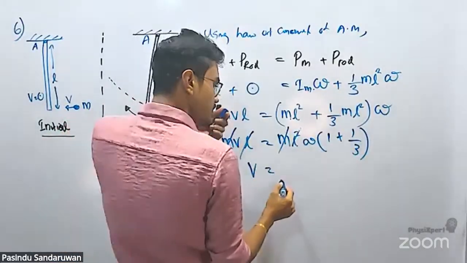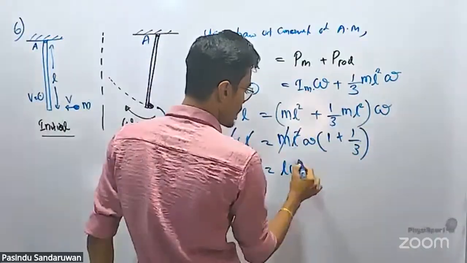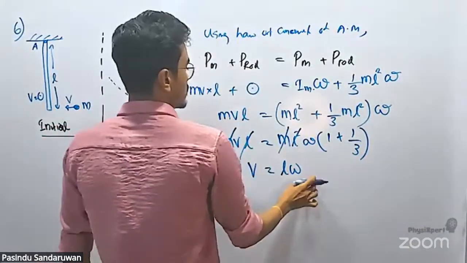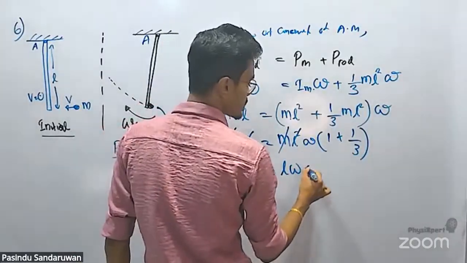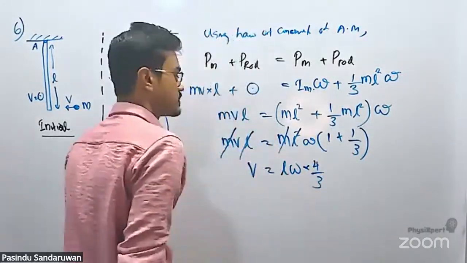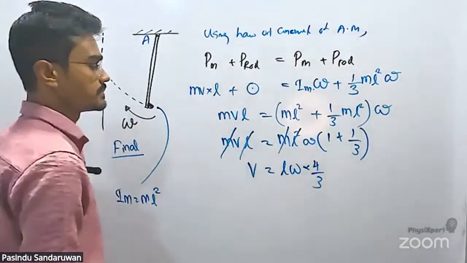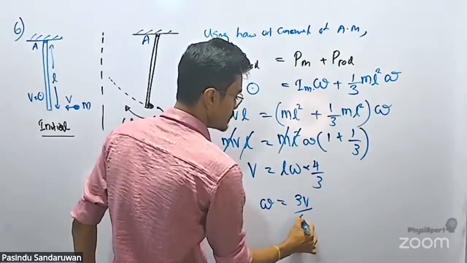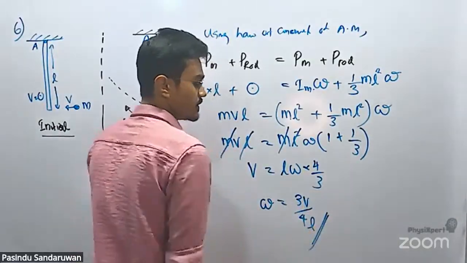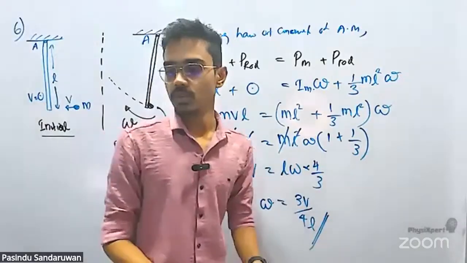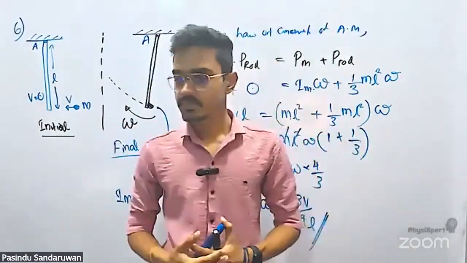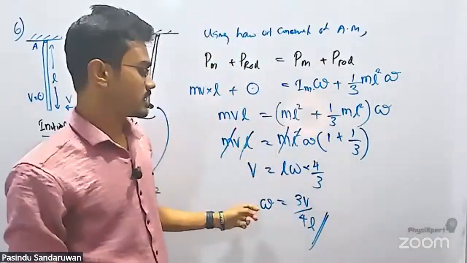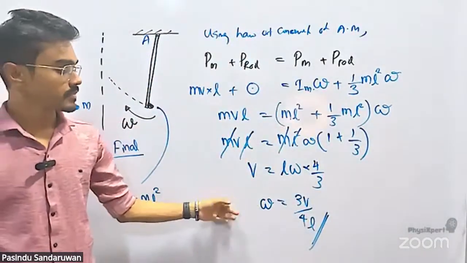V equals L omega. 1 plus 1/3 is 4/3. We need omega as the subject, so omega equals 3V over 4L. Correct. Good. Yeah, Sarah, your answer is correct. It's good. Right. Take it down.